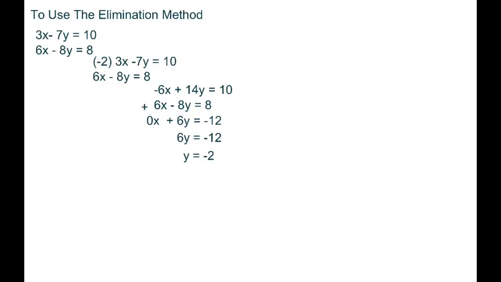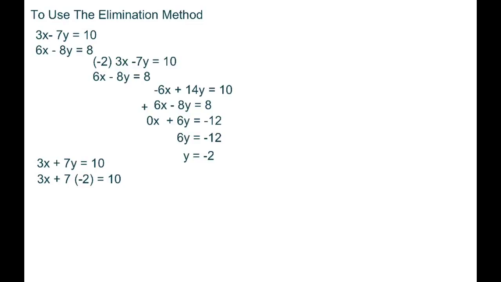So now let's go on to step 3. Substitute the value obtained in step 2 into either of the original equations and solve for the other variable. So what that really means is substitute the value of y into one of the original equations and solve for x. So let's use the first one, 3x minus 7y equals 10. So if I write that at the bottom, now we have the original equation we plan to use. Now we just need to plug in y equals negative 2 into the equation, like so.